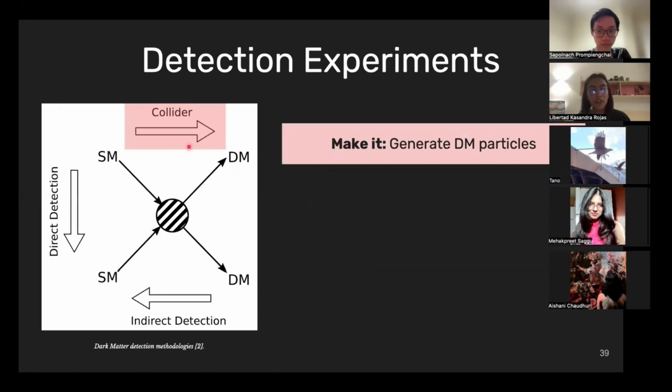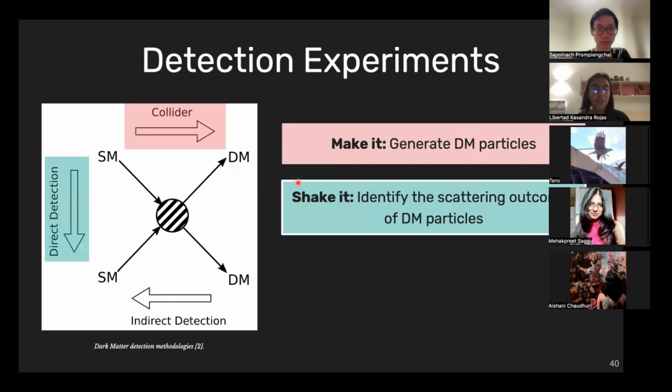Now, before explaining this first one, the collider methodology, I just want to say that SM here refers to standard matter. So this diagram here is telling us how we can attempt to detect dark matter. In this first case, which is sometimes called trying to make dark matter, we try to go from standard matter to dark matter by generating dark matter particles through colliders. Another methodology that can be done is to try to detect dark matter directly. This methodology is also called shake it, so we can try to shake things and identify the scattering outcomes that come from dark matter particles.